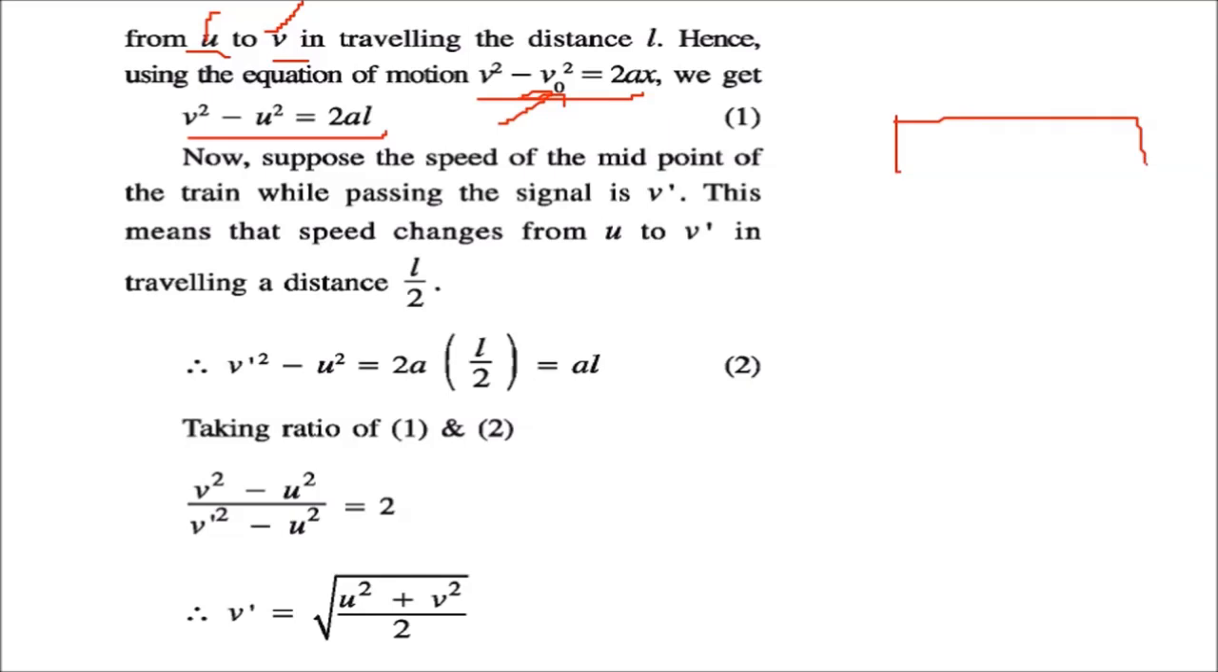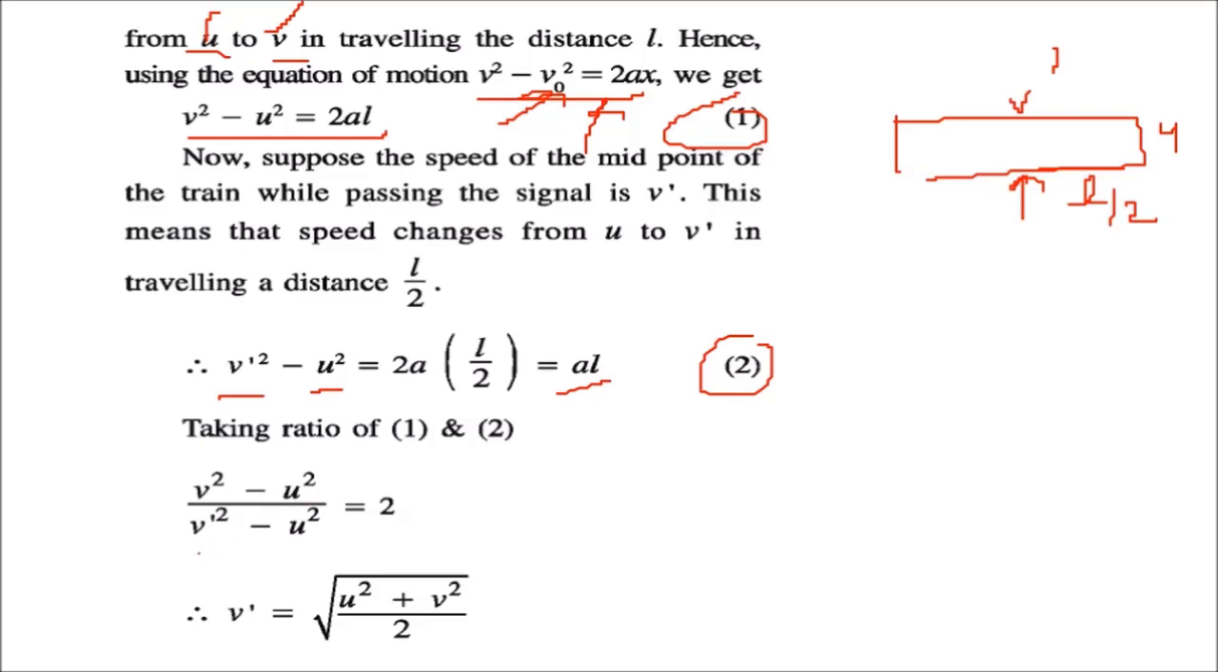When it comes to the midpoint, suppose the speed of the midpoint of this train is v dash. This means the speed changes from the initial velocity u to v dash, but the distance is now L by 2. Again, we use the same equation: v dash square minus u square equal to 2a into L by 2. And this gives you one more equation. Let us divide 1 by 2 and you get v square minus u square over v dash square minus u square. The aL gets cancelled, you get this equation. Let us rearrange it, and you get v dash equal to the square root of (u square plus v square) by 2.